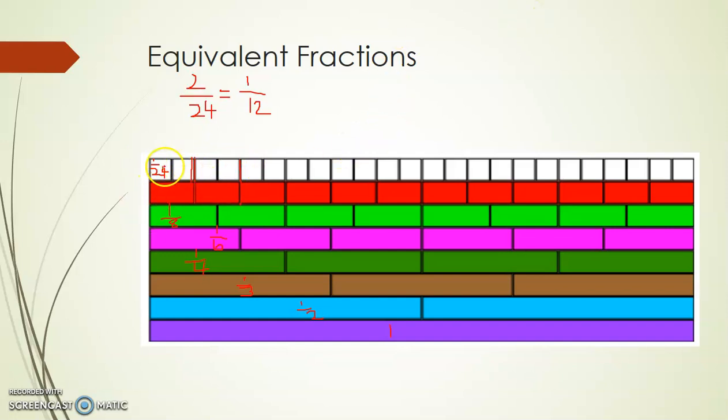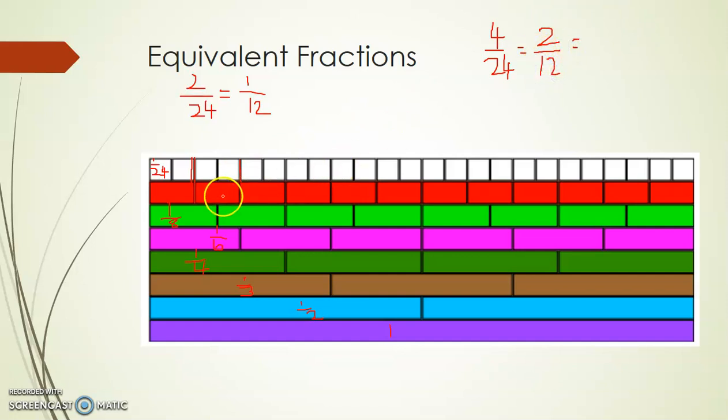So, this fraction is 1, 2, 3, 4. 4 by 24. You can see 4 by 24 is equal to, what fraction does this represent? This is 1 by 12, 2 by 12. Clear? So 4 by 24 is equal to 2 by 12.